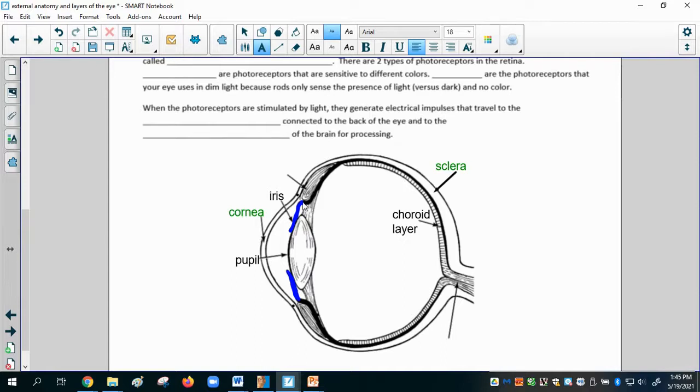The other part of that choroid layer is still up here, and that's a muscle, but it's attached to this structure here in the middle. And that structure is called the lens. And as you may guess, the lens is the other part of the eye, besides the cornea, that helps to focus light rays. So this muscle here, the other part of the choroid layer, is the muscle that controls the shape of the lens and allows us to focus at different distances.